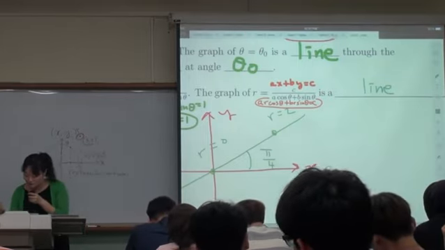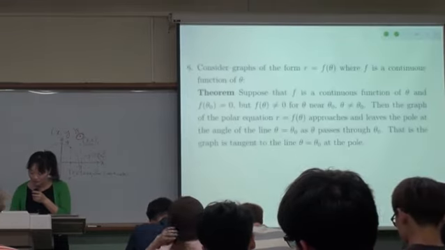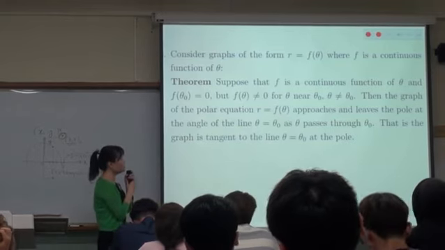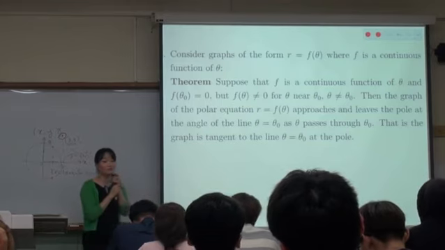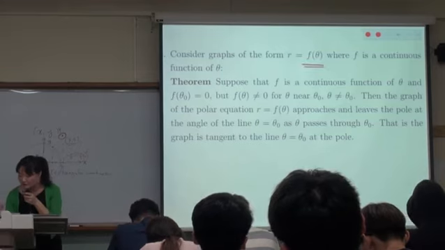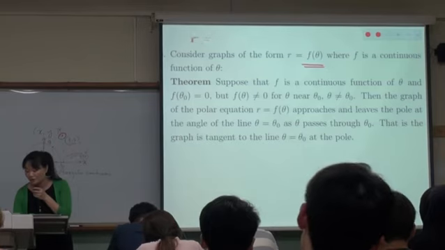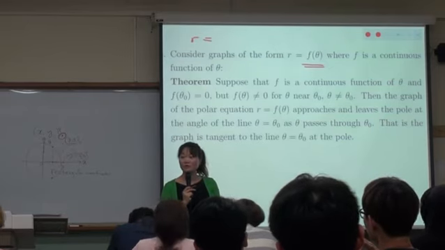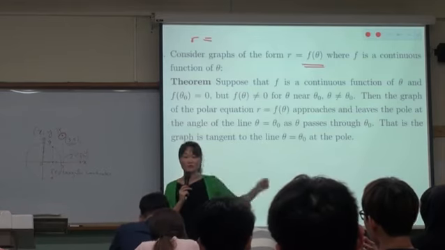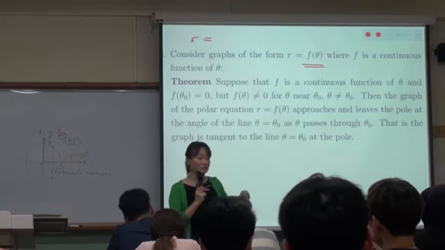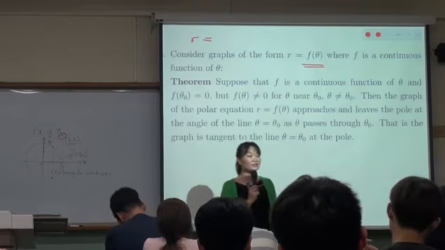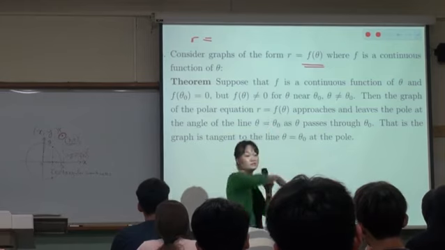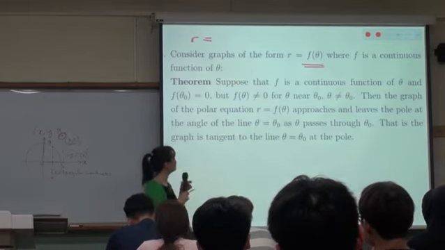Now let's look at more interesting graphs. Let's read. Consider graphs of the form r equal to f of theta, where f is a continuous function of theta. What is a continuous function? From calculus 1, what are continuous functions that you know of? All trig functions are continuous except tangent, cotangent, secant, cosecant. Sine and cosine are continuous, right? Is ln continuous function? Natural log. What's the graph of ln? Continuous function. E to the x is continuous. Polynomials are continuous. Yep. Hyperbolic functions are continuous functions.